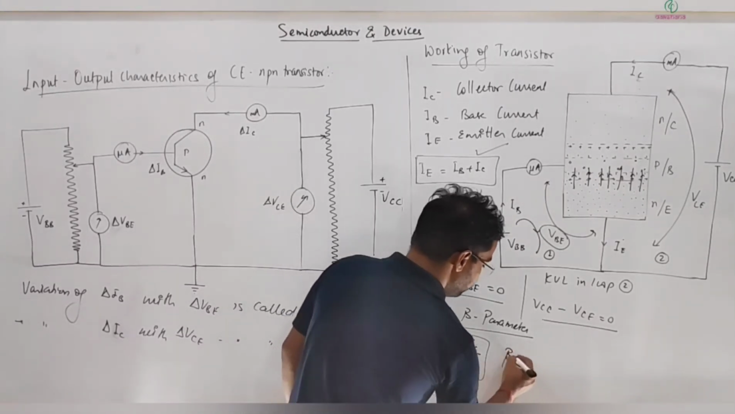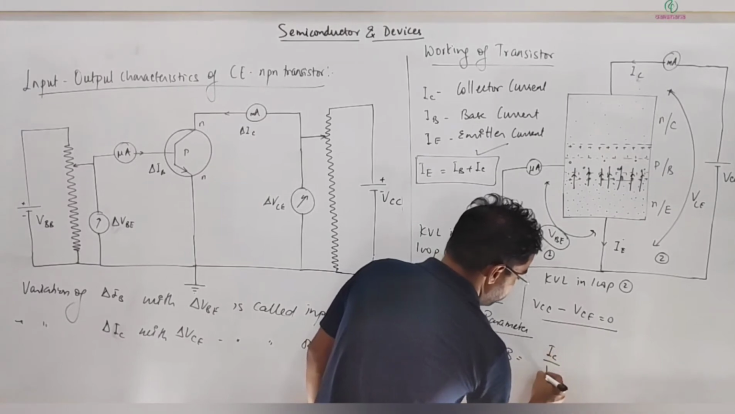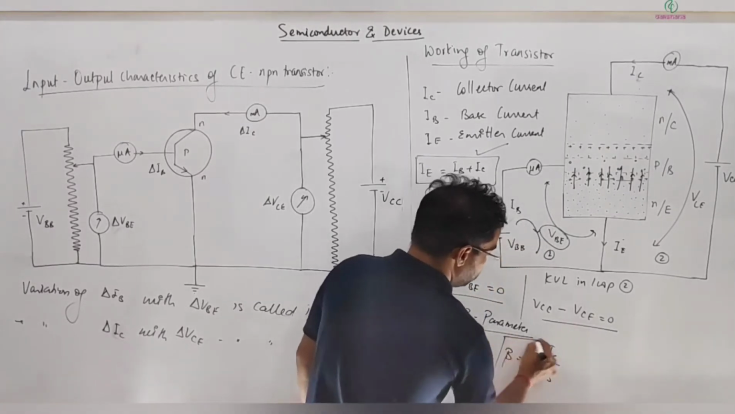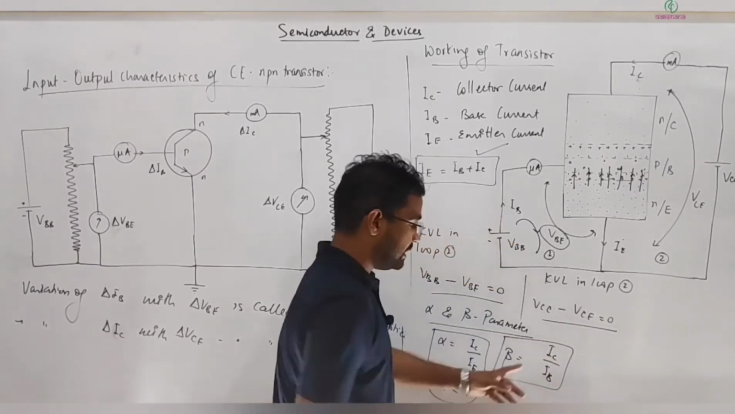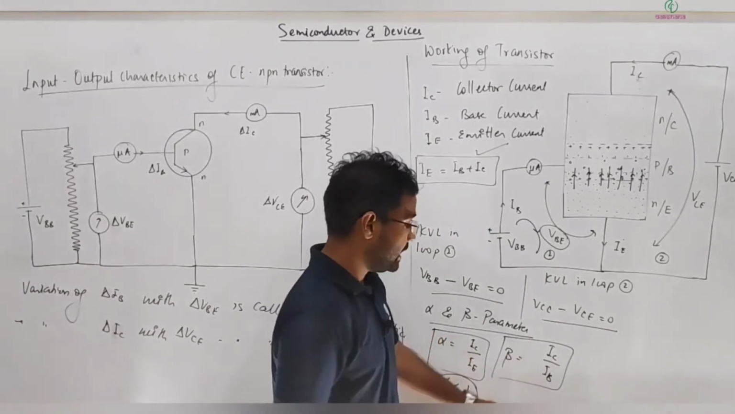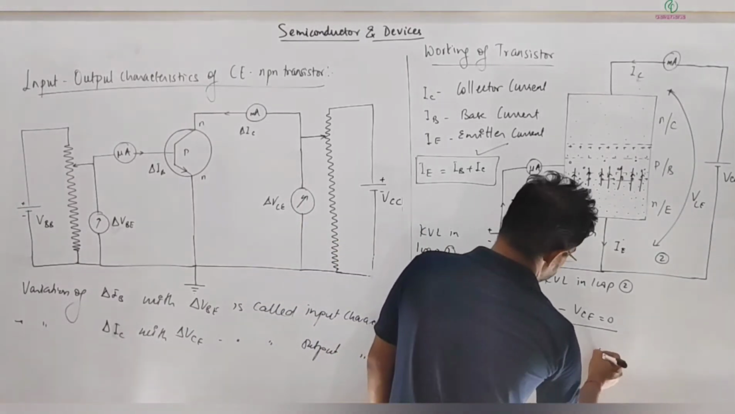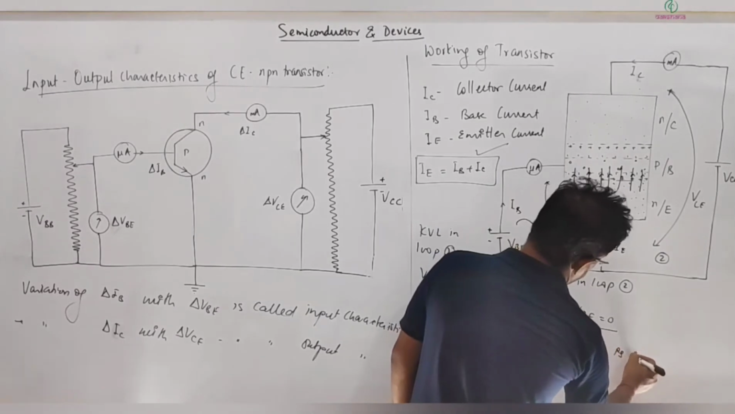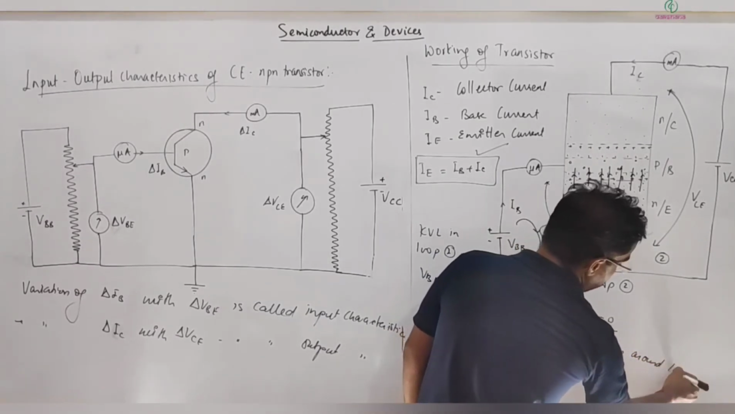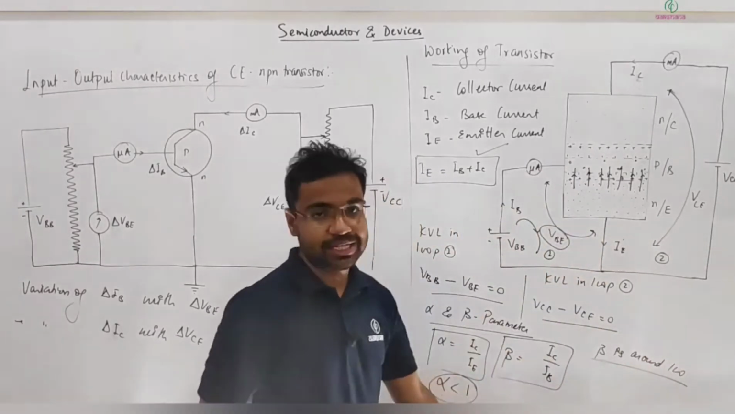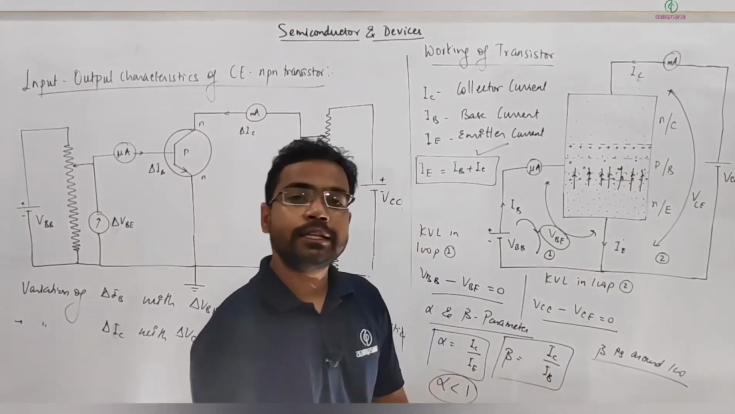The beta parameter we define as IC divided by IB. This is called the beta parameter. Here IC is in milliamperes and IB is in microamperes, so beta is around 100 or 200, even more than that. So that is another point.